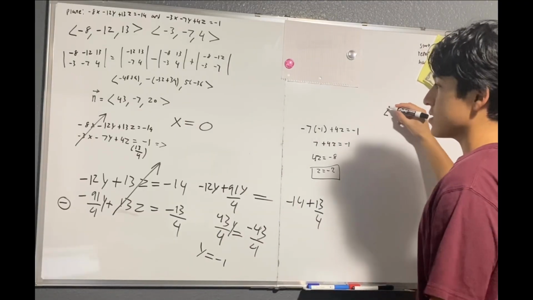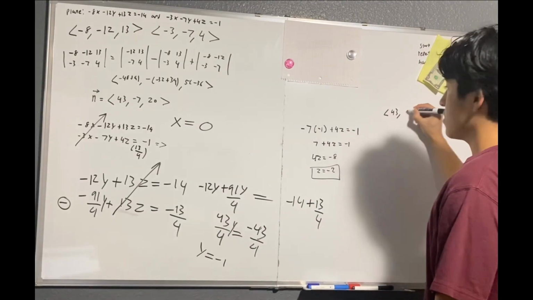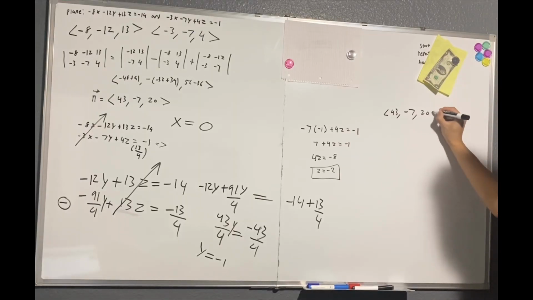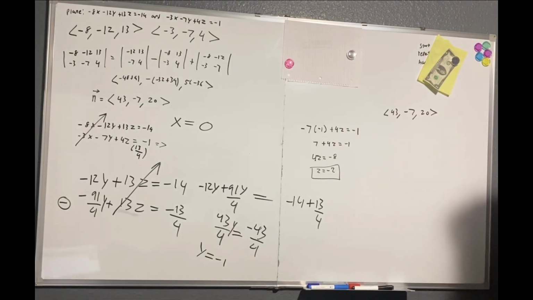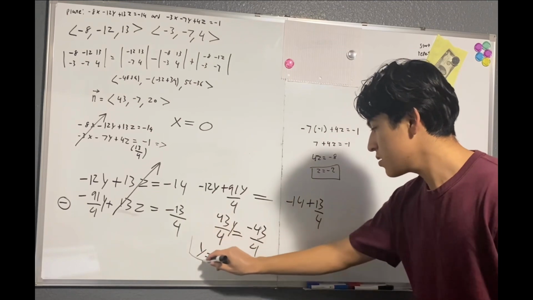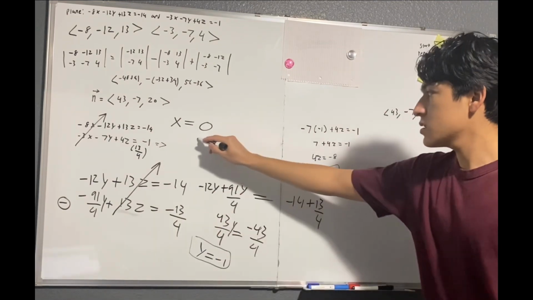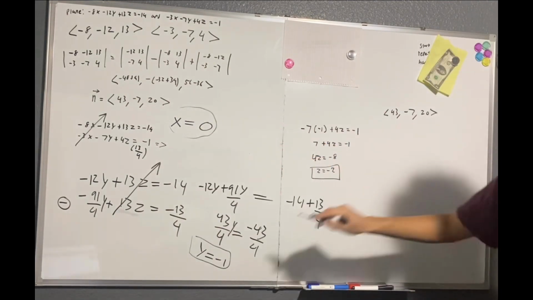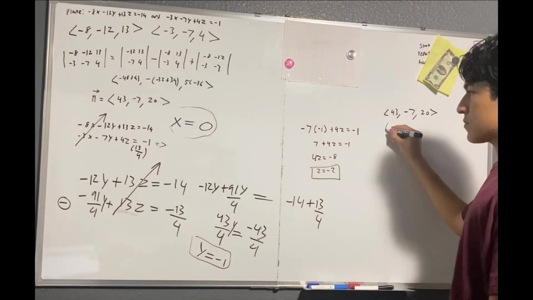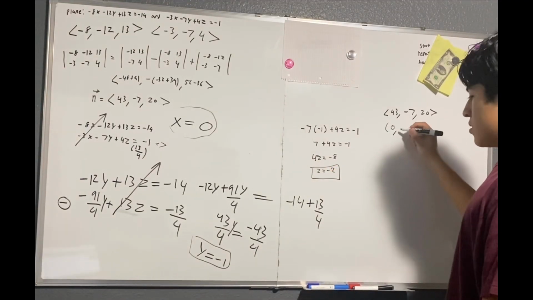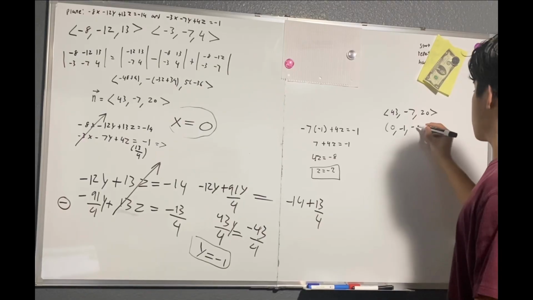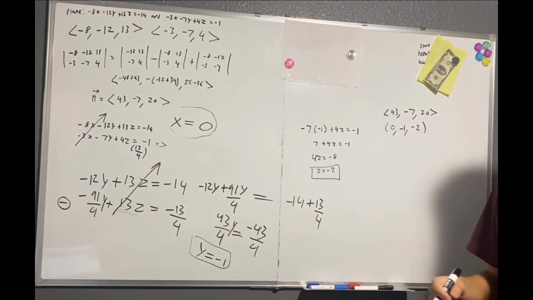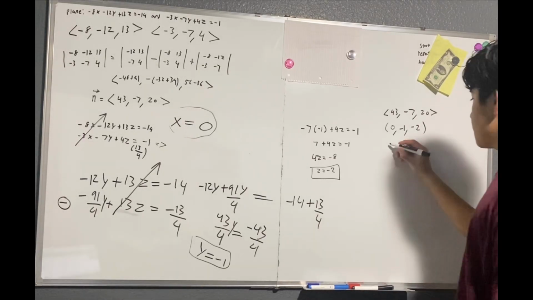So our vector is 43, -7, 20. Our points are going to be these three points right there. 0, -1, -2. So now we're going to plug this in.